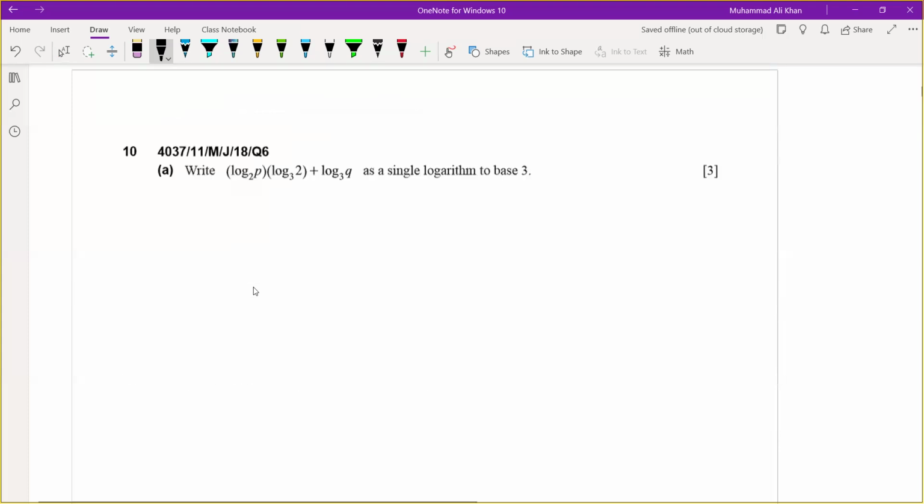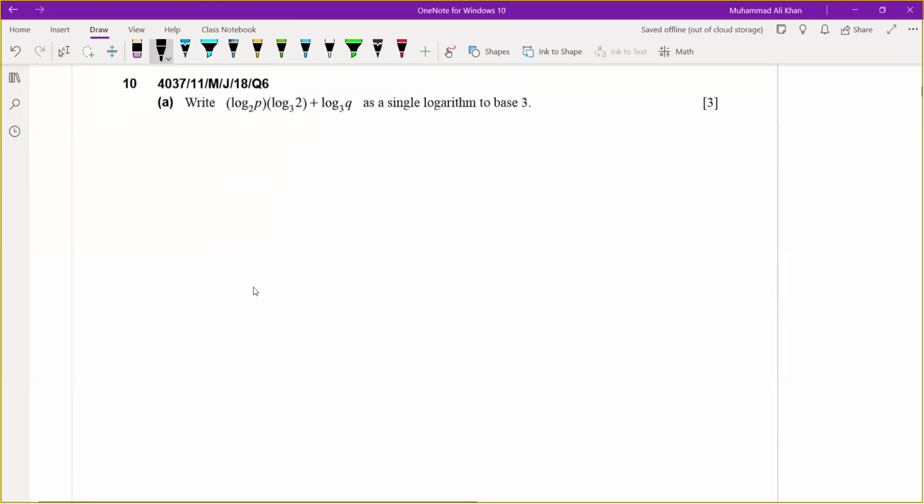I'm doing this. Question number 10, the question of log. Write log 2p, log 3 2 plus log 3q as a single log to base 3. What we have to do is convert all the logs to base 3.